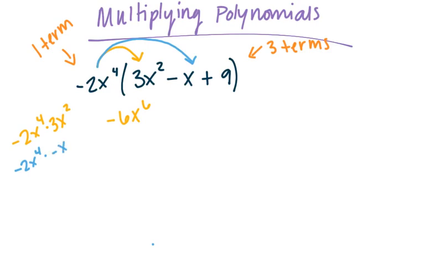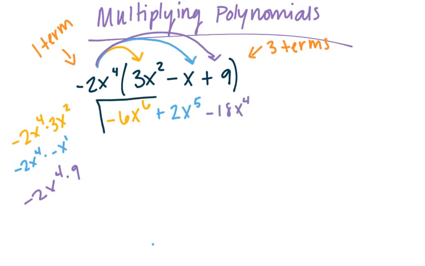So if I multiply these coefficients together, we really get negative 2 times negative 1, which is a positive 2. X to the fourth times an x to the first is really an x to the 5th power. And then we do the same thing, negative 2x to the fourth times 9. So we get negative 18x to the 4th power. This would be our final answer. This is the product of multiplying this monomial by this trinomial.